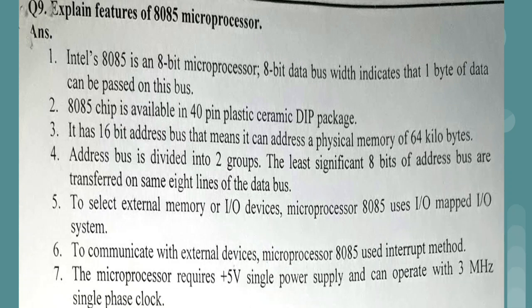The first feature of the 8085 microprocessor is that it was developed by Intel company, which we have seen in the evolution of microprocessor question, and it is an 8-bit microprocessor. Why is it called 8-bit? Because we have 8 data lines. That means this particular microprocessor can carry 1 byte of data at a time.